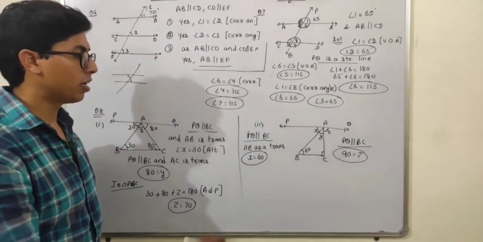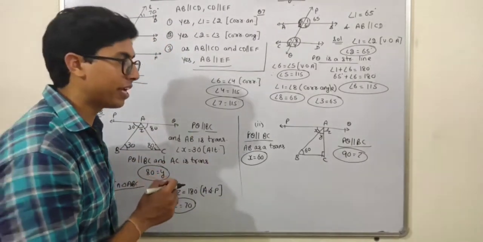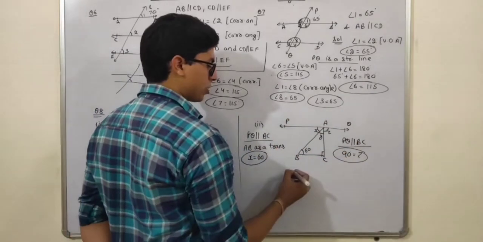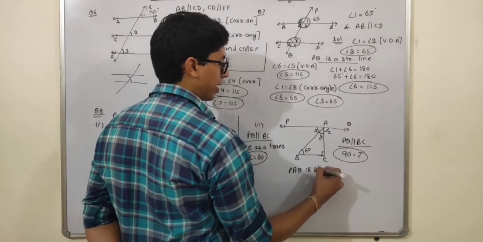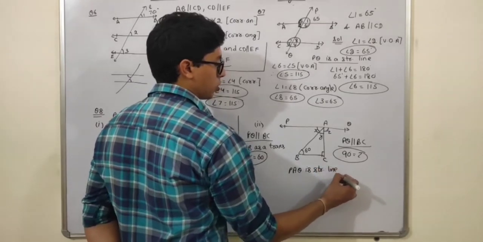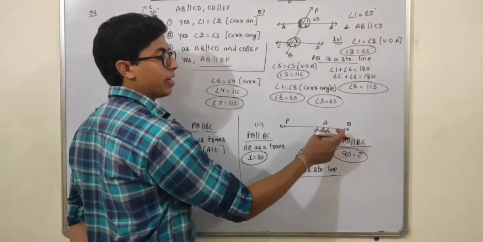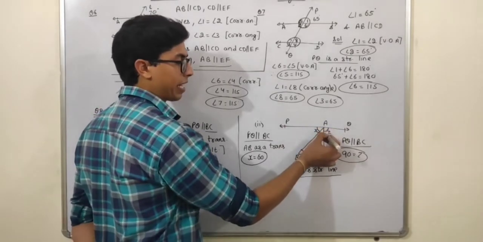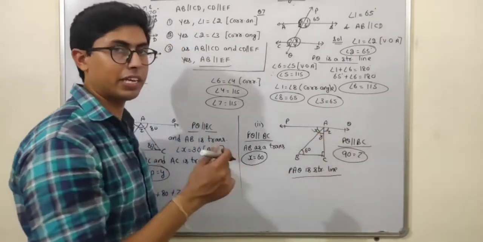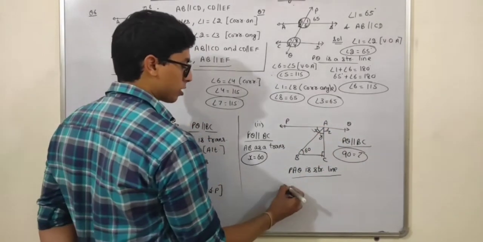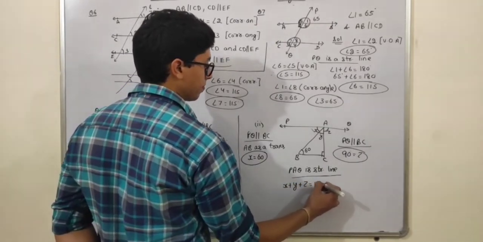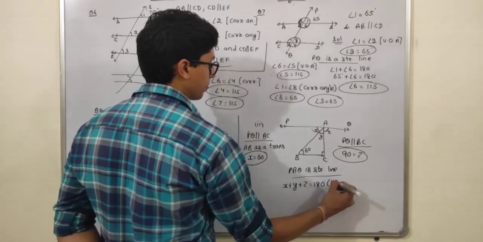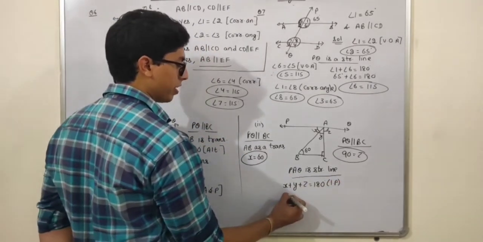Now students, the only angle left is angle Y. Now students, PAQ is a straight line. So I can say that if this is a straight line, this complete angle will be 180 degrees. That is the linear pair. So X plus Y plus Z will be 180 degrees. Reason is linear pair.